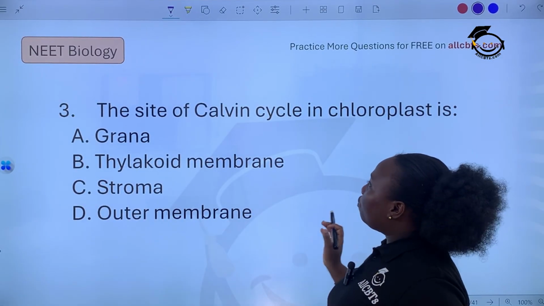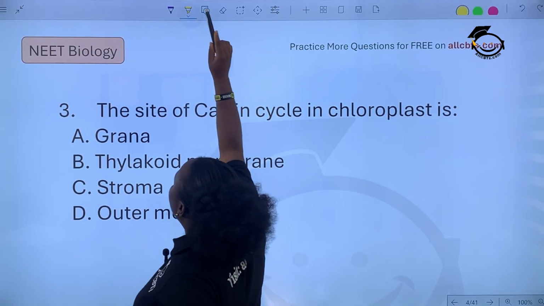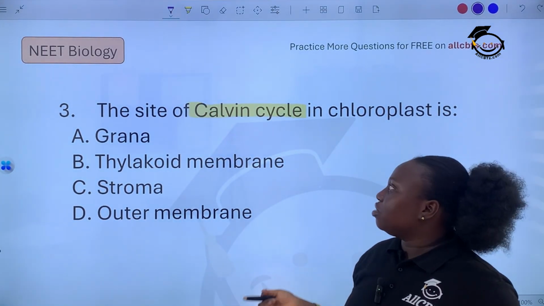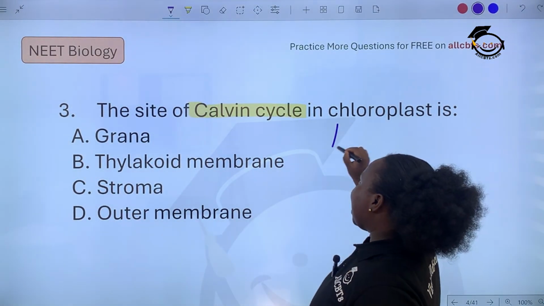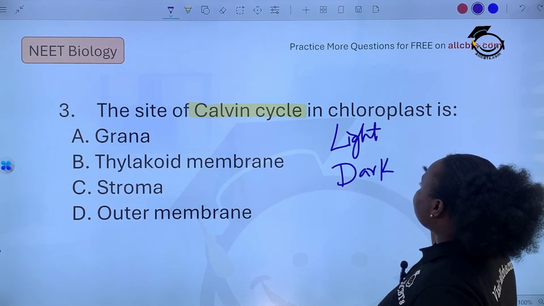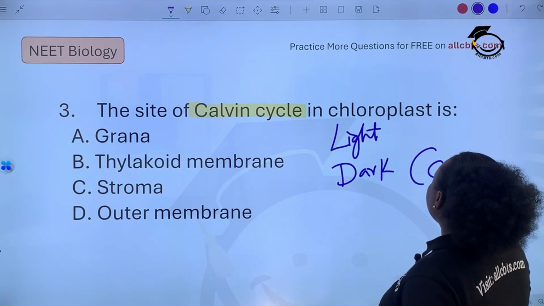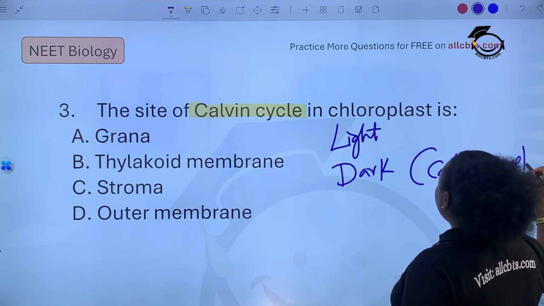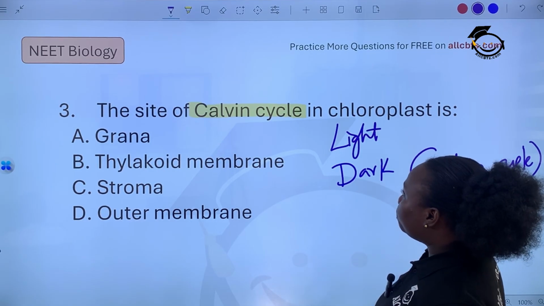Number 3, the site of the Calvin cycle in the chloroplast is what? Now you have to know what the Calvin cycle is. For those that don't know, during photosynthesis we have two stages: the light stage and the dark stage. Sometimes in some textbooks you might not see it as the dark stage. Instead you see it as the Calvin cycle. Most of the time they just want to test you if you know that another name for the dark stage of photosynthesis is the Calvin cycle.